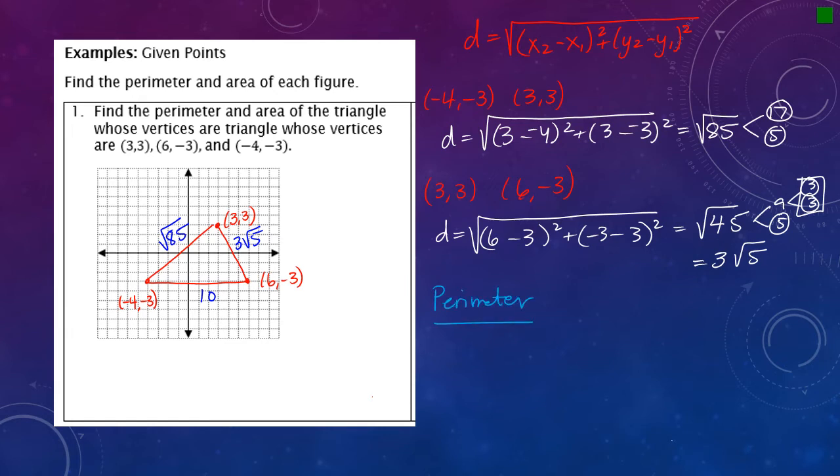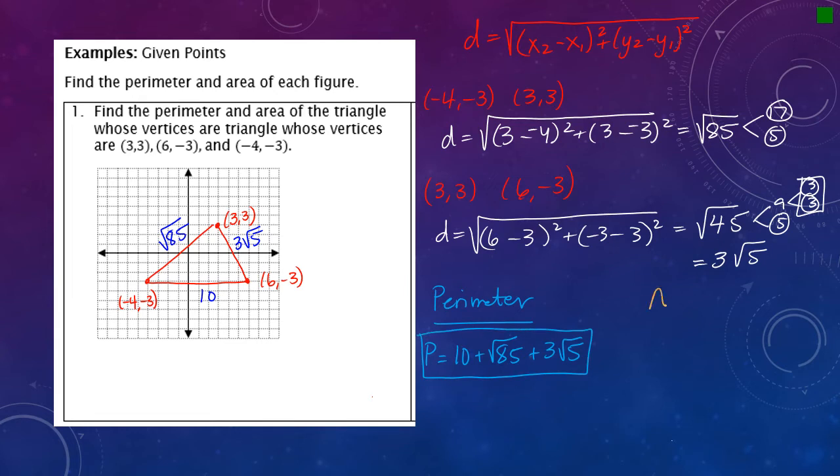So for perimeter, all I'm going to do is add my 3 numbers. So 10 plus the square root of 85 plus 3 root 5. I have nothing that can be combined. So even though it looks nasty, that's our answer. Can't do anything else with it.